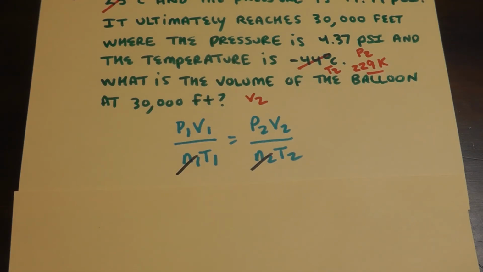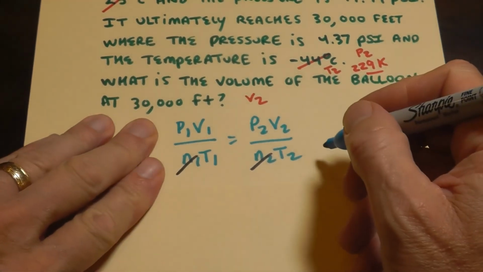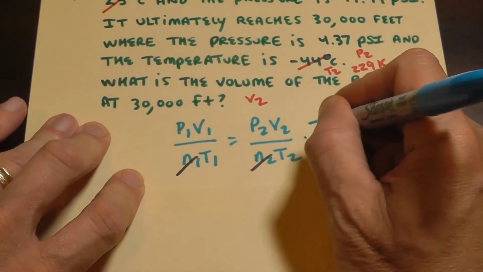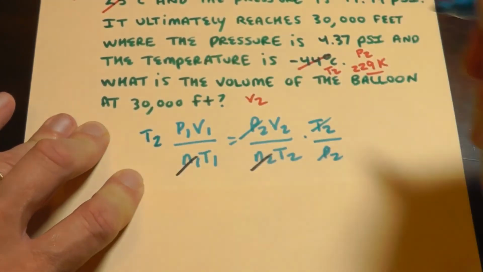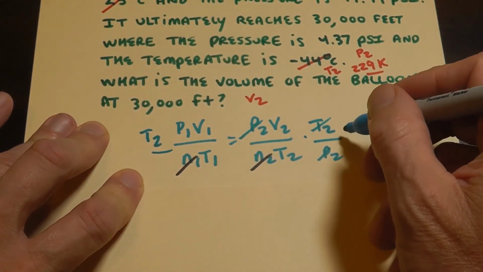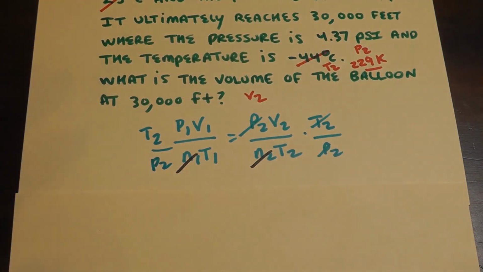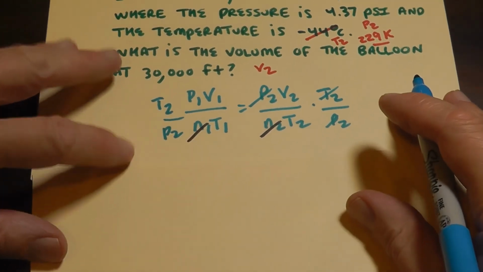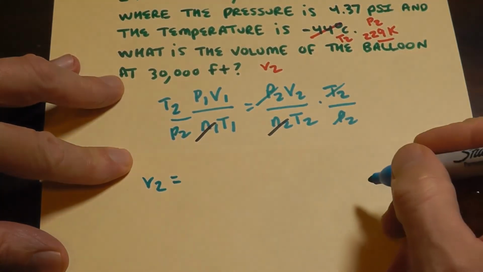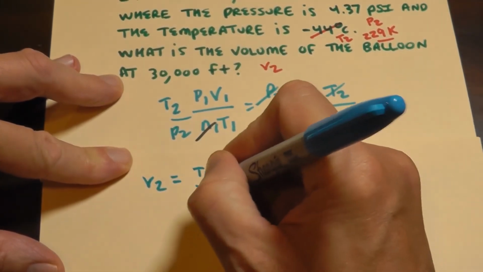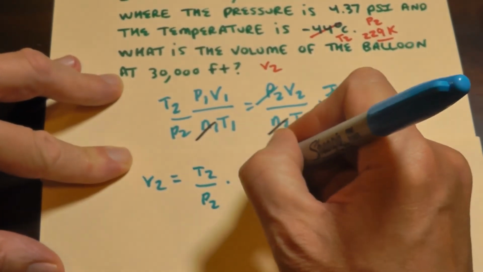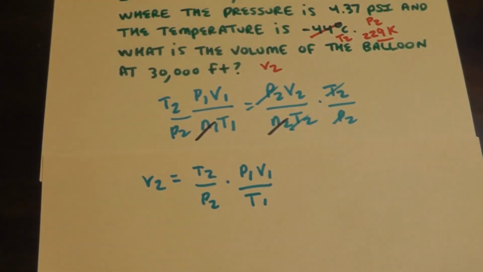We need V2. I'm going to solve for V2. Why am I going to do that? I'm going to multiply both sides by T2 and divide both sides by P2. That cancels that. But T2 divided by P2. Remember, you got a lot of variables going on, right? I'm going to write it over again. V2 equals T2 over P2 times P1 V1 over T1. Now, you better get units of volume. All right, we better get units of liters. So you keep yourself honest when you do these things, all right?